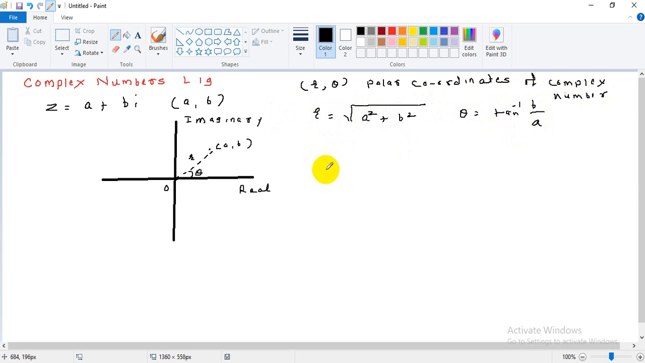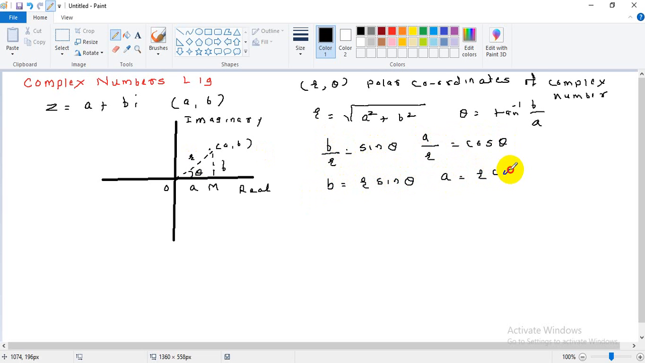Whenever I draw a perpendicular here, suppose this is M, then this distance is a, and this distance is b. In terms of r, theta, a, b, what are the relations? This is angle theta, this is the opposite side, upon hypotenuse, and the hypotenuse is r. So you know that b upon r is sine theta, and a upon r is cos theta. That means b is equal to r sine theta and a is equal to r cos theta.